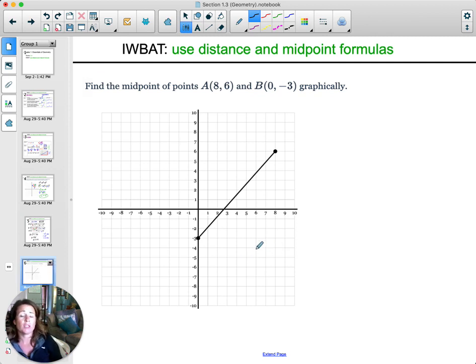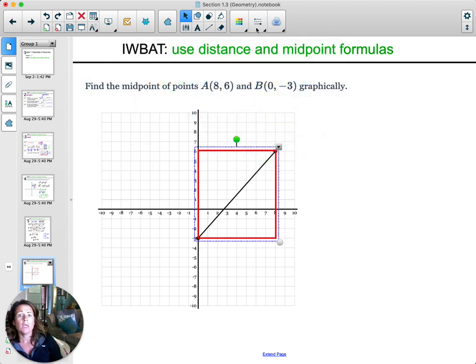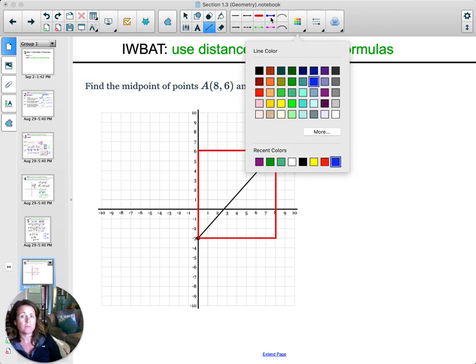Find the midpoint graphically. So on a graph, to find the midpoint, you can actually draw a rectangle around here if you wanted. And so starting at each point, going to the next one, drawing a rectangle using the endpoints. I'm just going to make this a different color. And then you can split the sides of the rectangle in half to find out where the midpoint is.